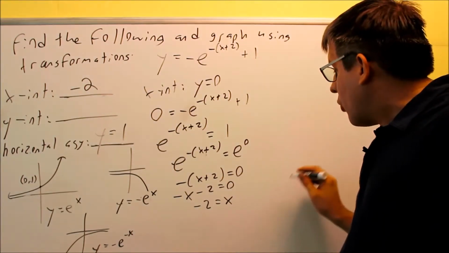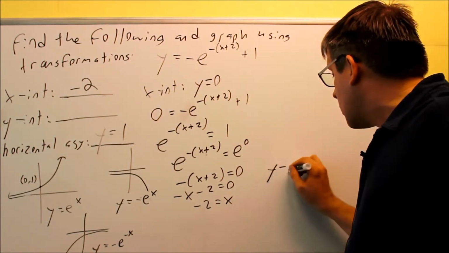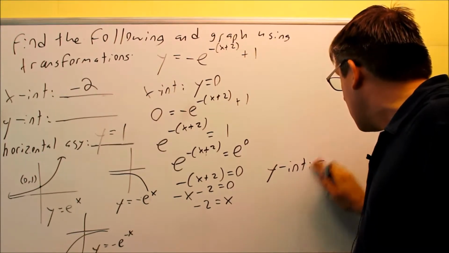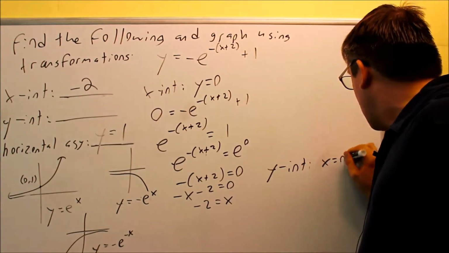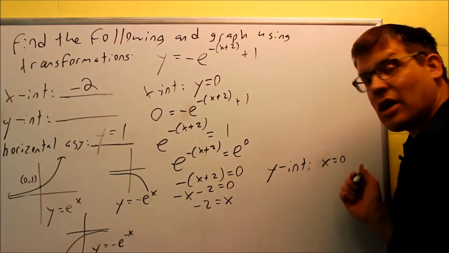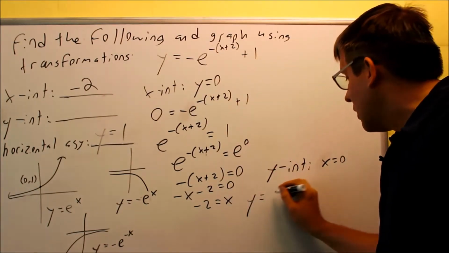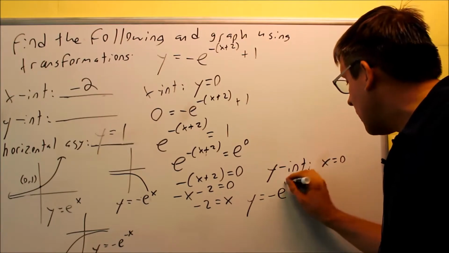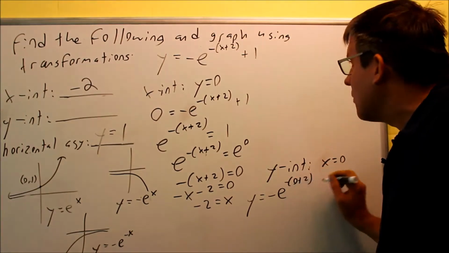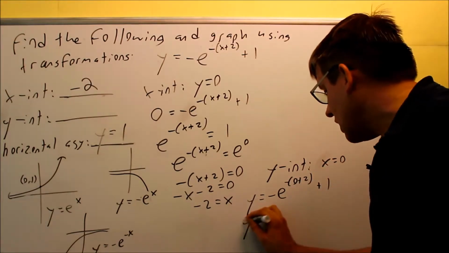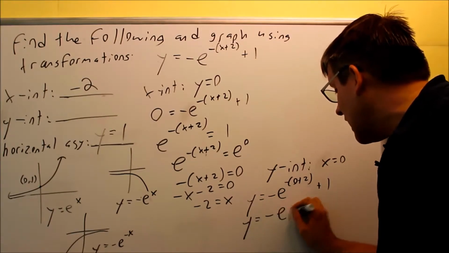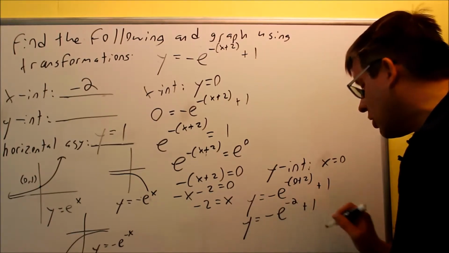Now we want to solve for the y-intercept. The y-intercept is where you put in a 0 for x. So x is equal to 0. We put that into the original one. I have negative e to the negative 0 plus 2, plus 1. And I get negative e to the negative 2 plus 1.